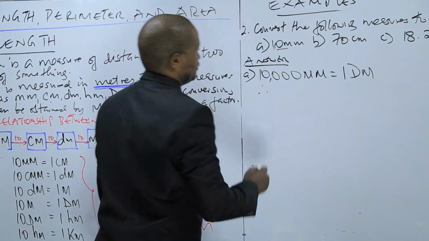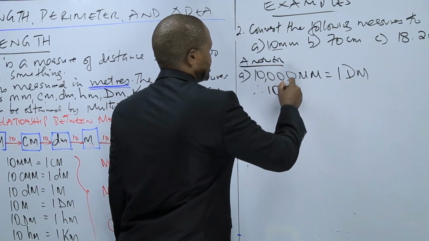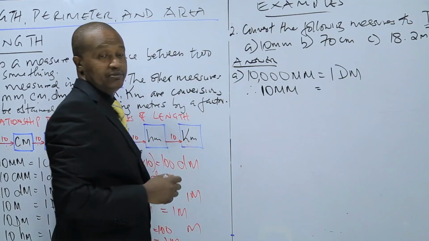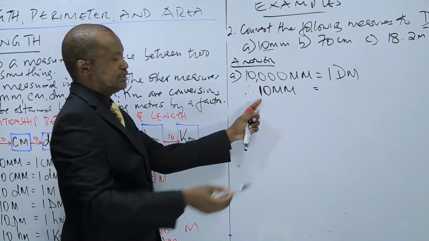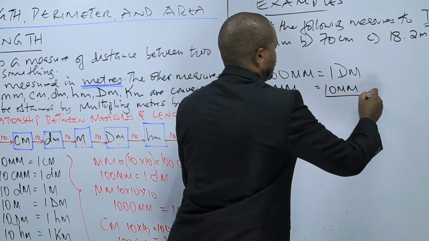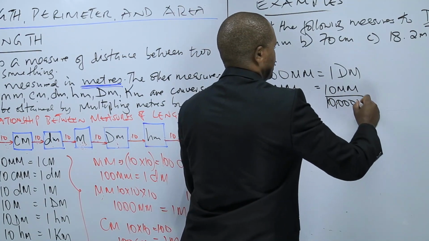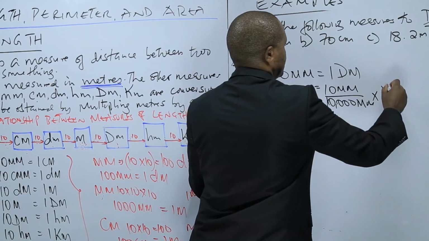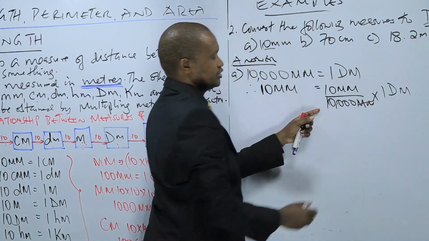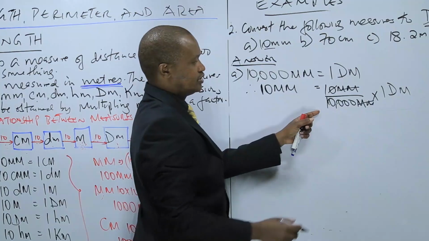Therefore, how many decameters will 10 millimeters make? So again, we take the reciprocal, that is 10 millimeters divided by 10,000 millimeters times 1 decameter. So this millimeter cancels with these millimeters. Then we have this 0 cancel out with this 0.